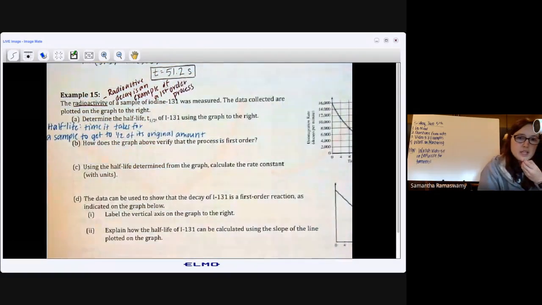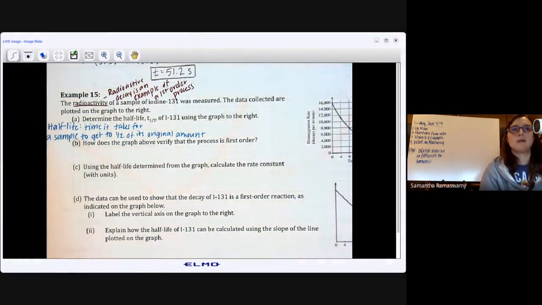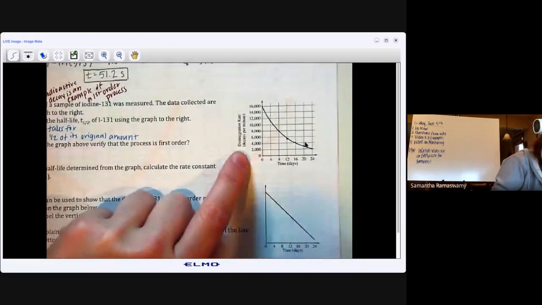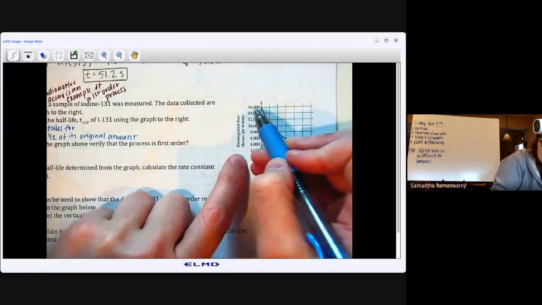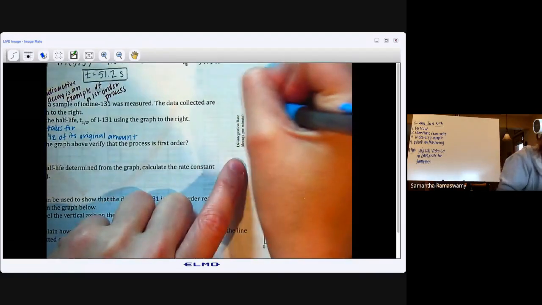So the half-life of a substance is the time it takes for a sample to decay to half of its original amount. So if I take a look at this graph off to the right, here's my graph. Here's the amount that I have initially. At time 0, I'm starting with 16,000.